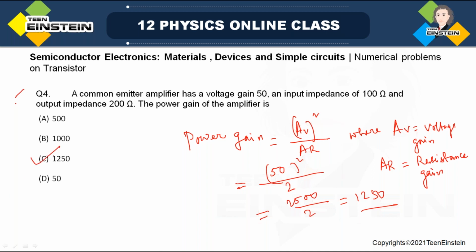Deepa, are you getting my points? There is actually nothing to understand too much here. You should remember what power gain is and how to write it, that is AV squared by AR. What is AR? AR is impedance gain or resistance gain, that is output resistance to the input resistance. Okay, so we'll move on to the next problem.